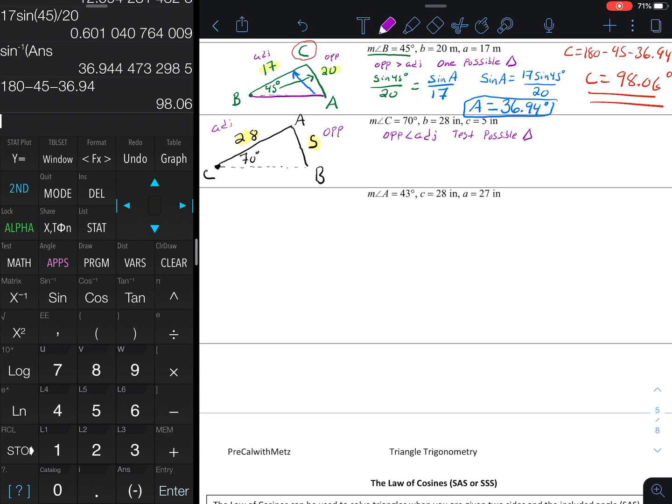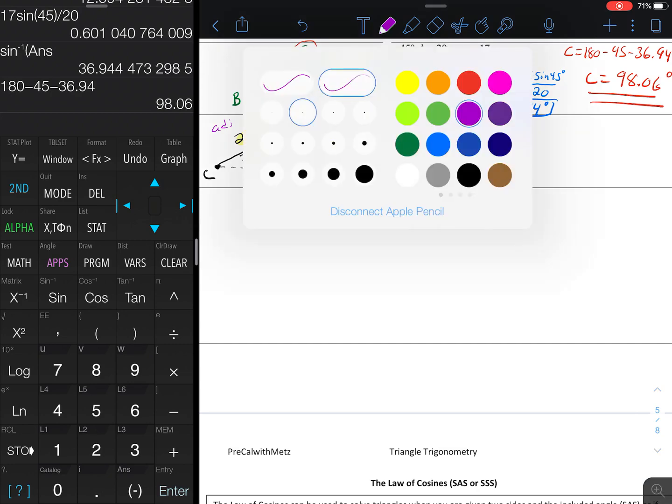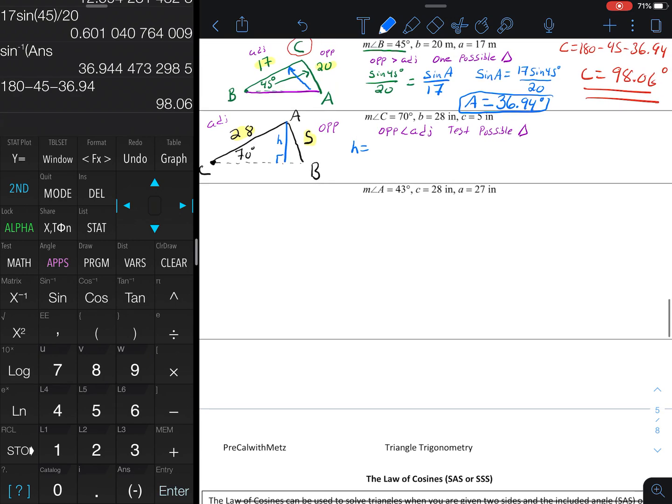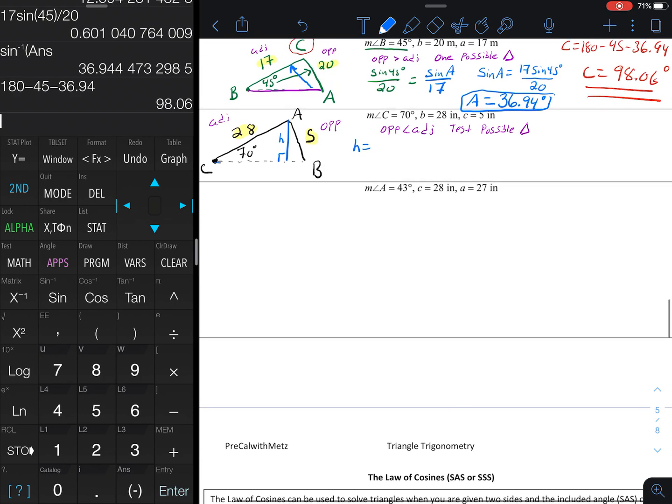All right, so I have to test for possible triangles. The test is I've got to find the altitude. The altitude is going to go from the angle up top to the measure of the unknown side, and I call that H. To find H, I'm looking at this right triangle here, and I'm going to highlight in blue where I have the 70-degree angle, opposite side H, hypotenuse 28.